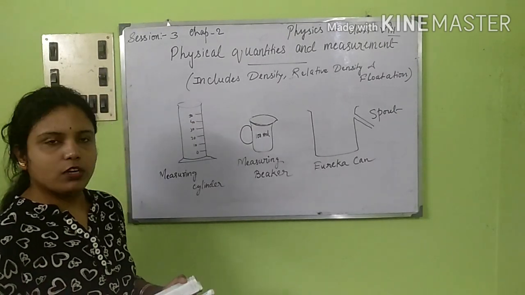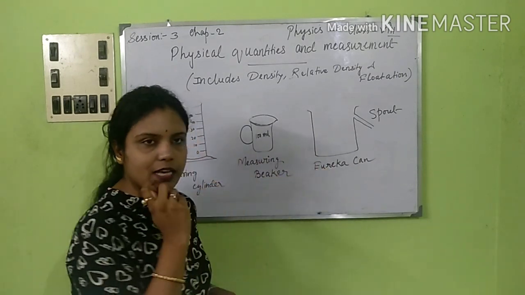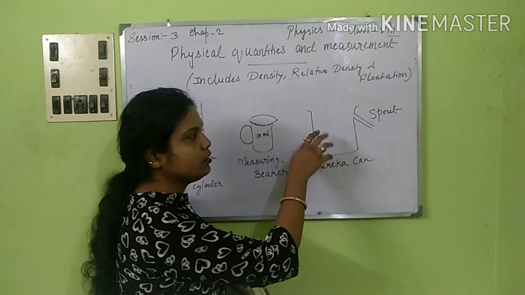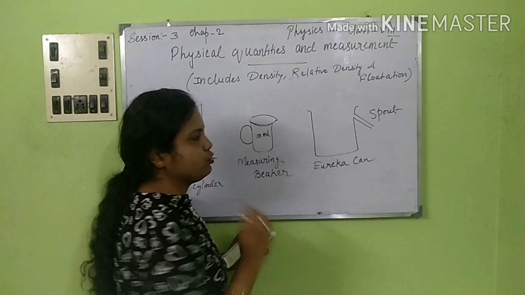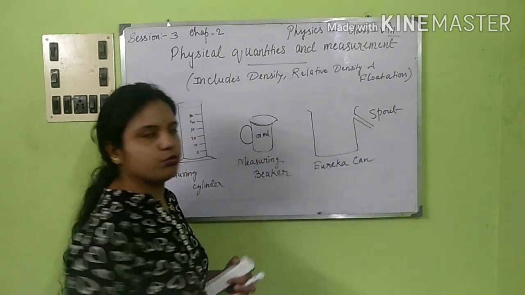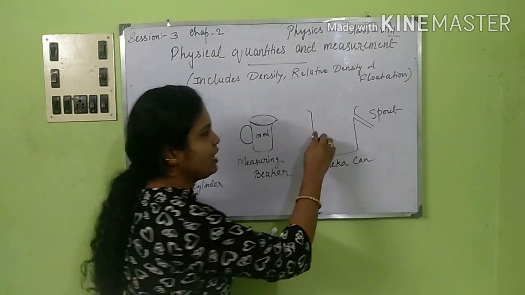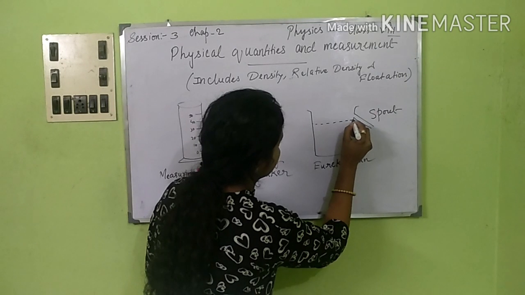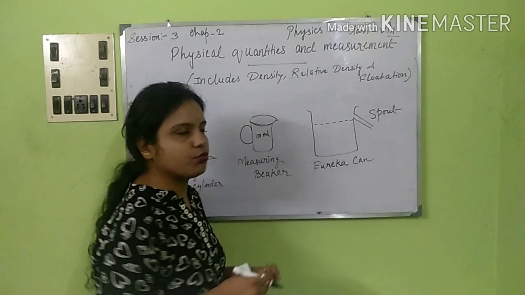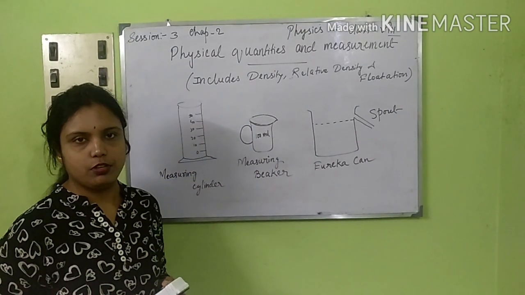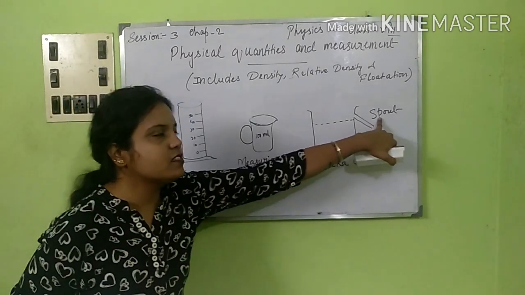Now this spout, what happens is, suppose you are pouring a liquid inside the beaker or in the Eureka can. As you are putting the liquid in the Eureka can, it will obviously fill up to the spout, because excess liquid will flow out through the spout. So you will not be able to fill up above the spout. It will always remain till this position, because if it goes up, the excess fluid will flow out through that particular opening. So the particular opening of the Eureka can is known as spout.